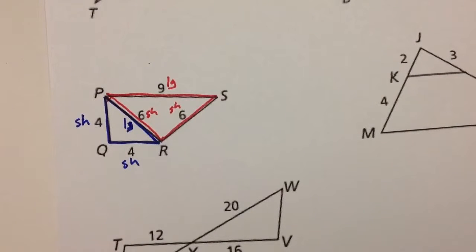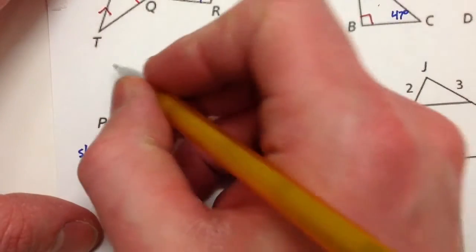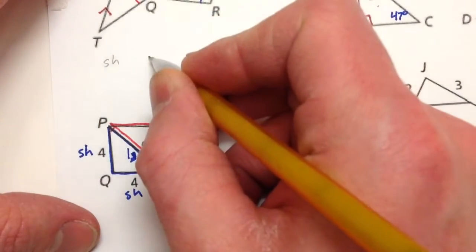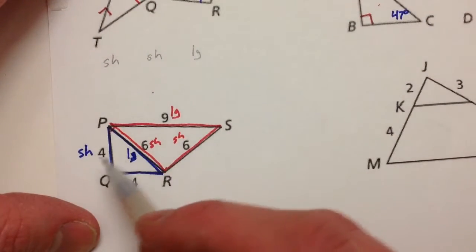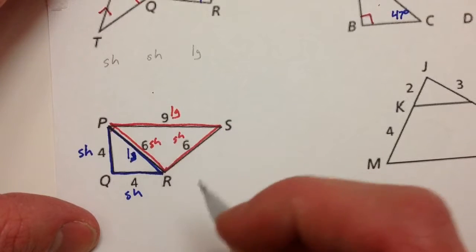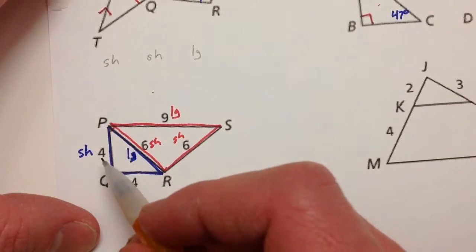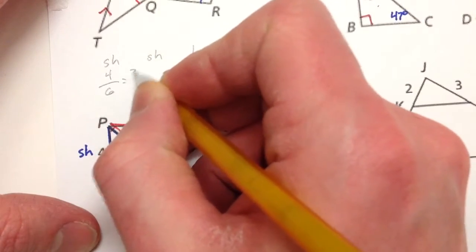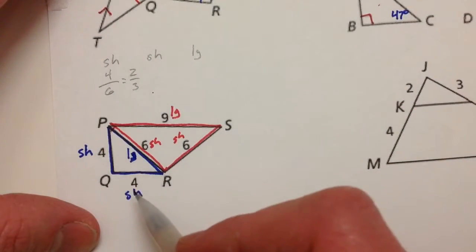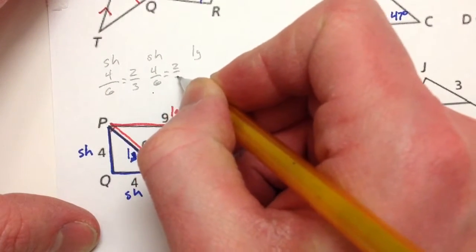Now when I set up my ratios to prove that all three sides are similar, here's how this is going to look. I've got two short sides and one long side, and I'm going to show that the ratios of short to short, short to short, long to long are all the same, and one of the shorts and one of the longs are going to be the same side. So first short side I'm going to use 4 and 6, so 4 over 6, and that reduces to 2/3. Other short sides 4 and 6, so 4 over 6, and that also reduces to 2/3.